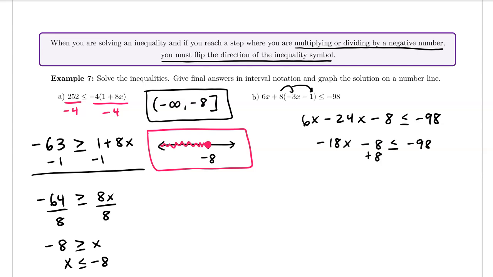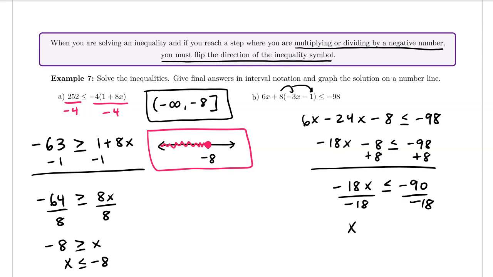I'm going to add 8 on both sides. That will give us negative 18x is less than or equal to negative 90. And then my last step, I want to divide both sides by negative 18. Because we're dividing by a negative, I must flip the inequality symbol. So we get x is greater than or equal to positive 5.